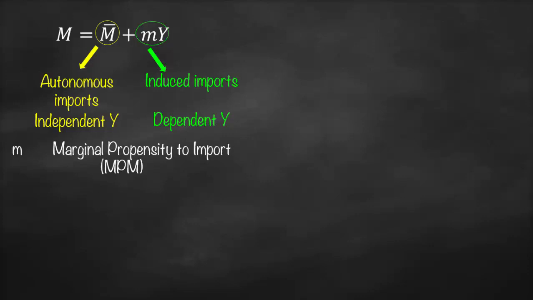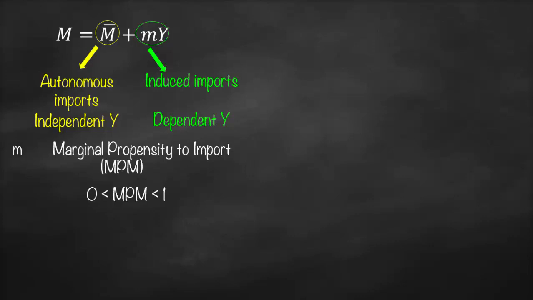So our little m is called the marginal propensity to import, MPM. What do we mean by marginal propensity to import? It means that for each additional $1 in our income, how much we're going to import out of it. Therefore, our MPM will be between 0 and 1. Either we'll import nothing, therefore it will be 0, or we will import all of it, which is 1, or 100%, or we'll import 10%, 20%, 30% from our additional $1 in income.